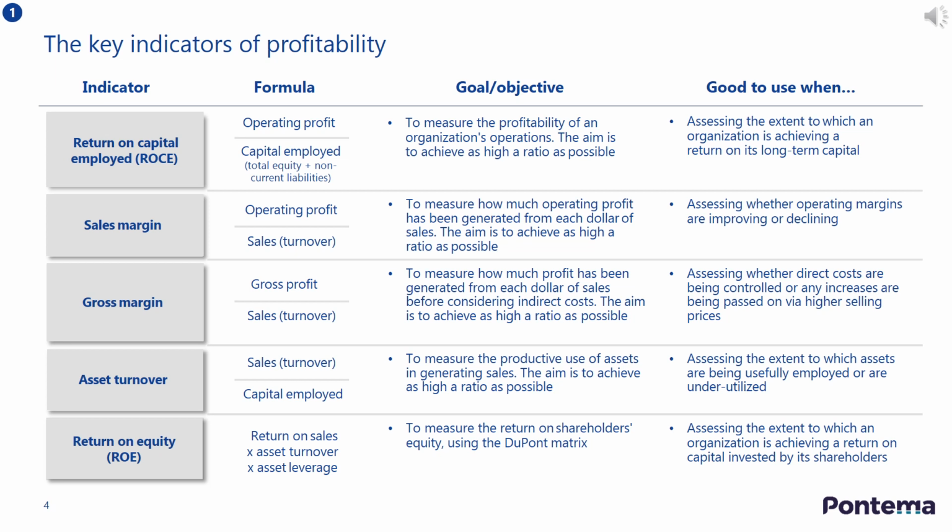Fourthly, asset turnover measures the productive use of assets in generating sales, and assesses the extent to which assets are being usefully employed or are underutilized. An adverse movement in the ratio may suggest that assets are being underutilized. And fifthly, return on equity measures the return on shareholders' equity and assesses the extent to which an organization is achieving a return on the capital invested by its shareholders.